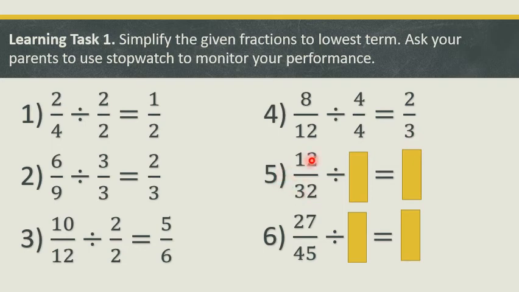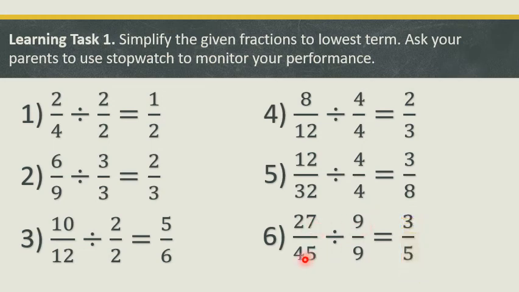2/3. Number 5, 12/32. Common factor nila is 4. So, 12 divided by 4 is 3. 32 divided by 4 is 8. Then, 27/45. Ang common factor is 9. So, 27 divided by 9 is 3. 45 divided by 9 is 5.